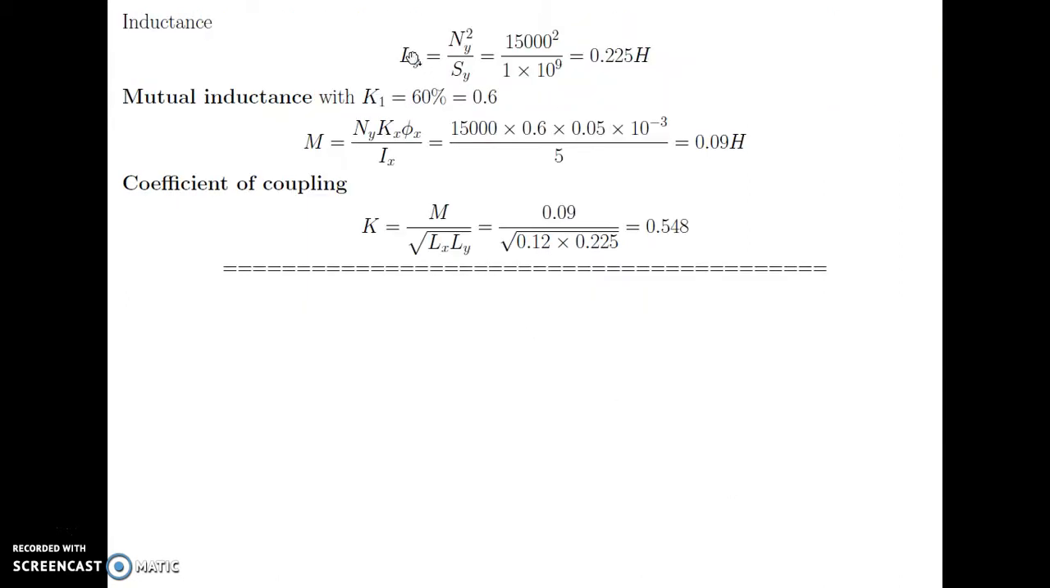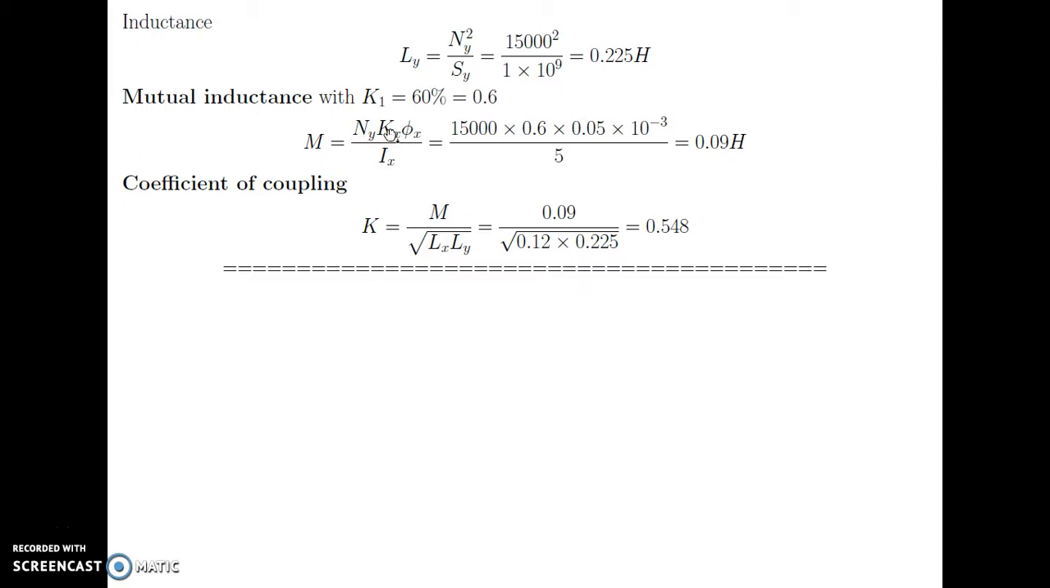Then the inductance of coil Y is equal to N square upon Sy, that is number of turns square divided by reluctance. So 15,000 square divided by 1 into 10 raised to 9 gives me 0.225 Henry. So how to calculate the mutual inductance? To calculate the mutual inductance, we know that K1 is given as 60%. That is, whatever flux is produced by coil X, 60% of it, that is phi X into Kx, is the flux linked with the coil Y.